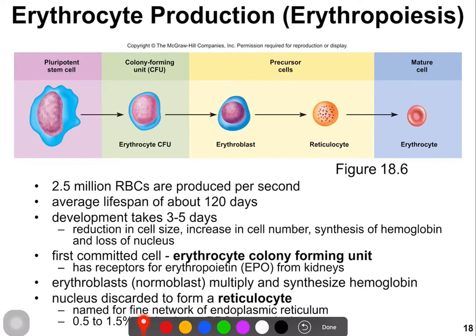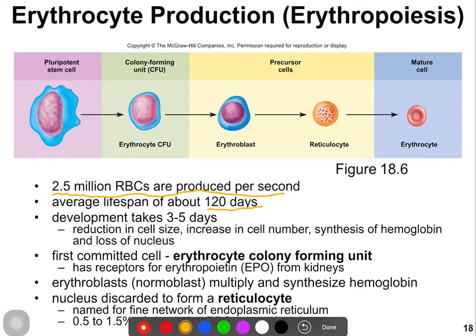To give you an idea, this is a very quick turnover. About 2.5 million red blood cells are produced per second. The average life is about 120 days because it's a pretty tough life and you can't repair yourself. Development takes 3 to 5 days. You have to change the cell quite a bit. You've got to develop the cytoskeleton. You've got to get synthesis of hemoglobin and loss of the nucleus.